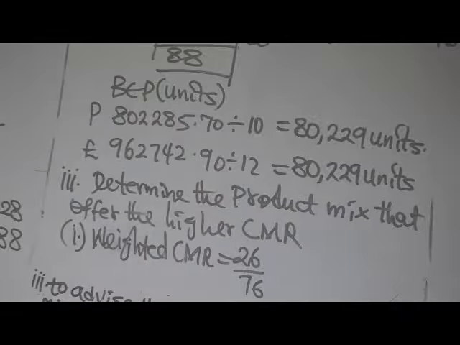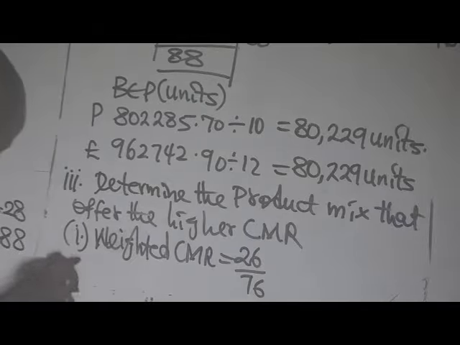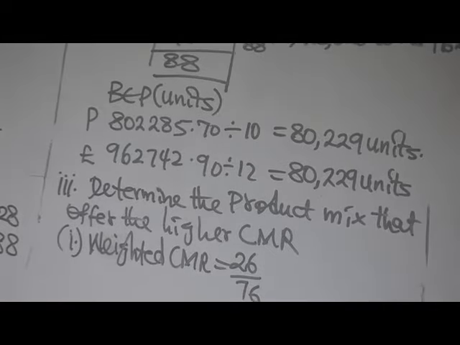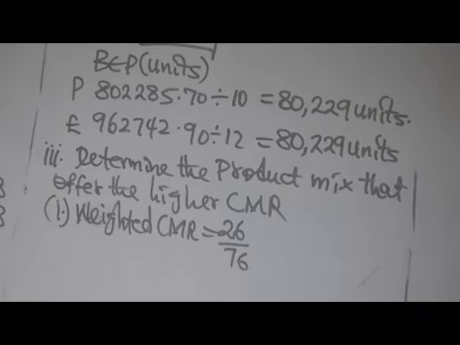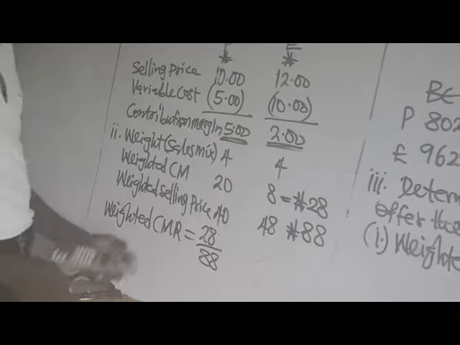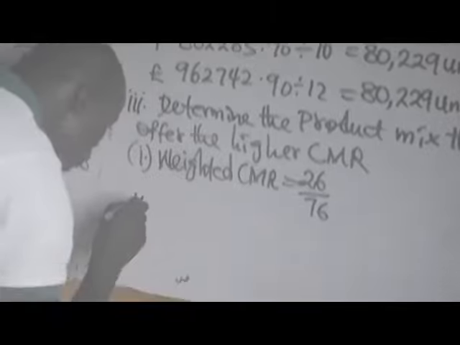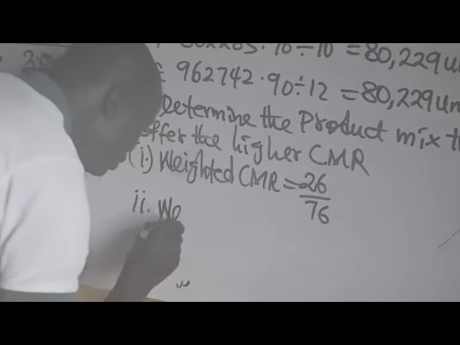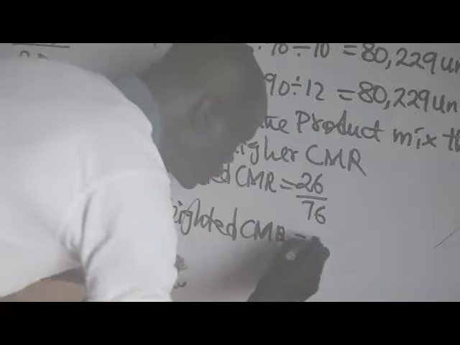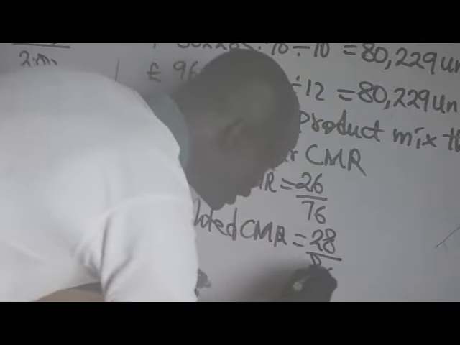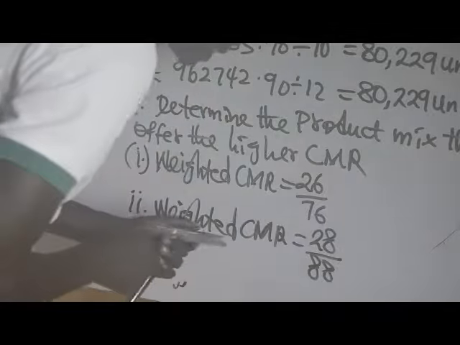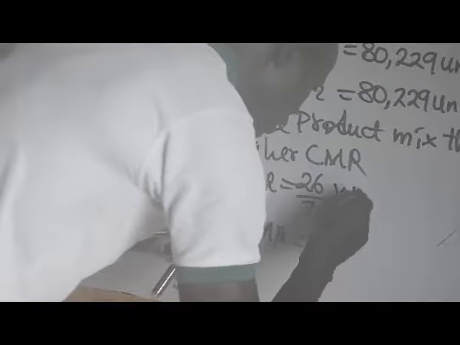The weighted CMR in 2, we got 28/88. You can quantify this into percentage, now, by multiplying by 100.